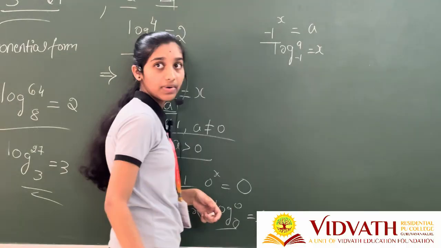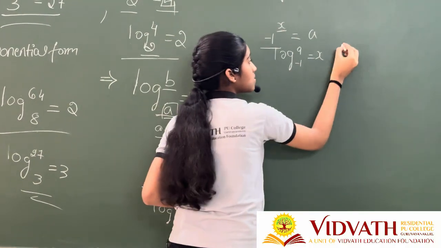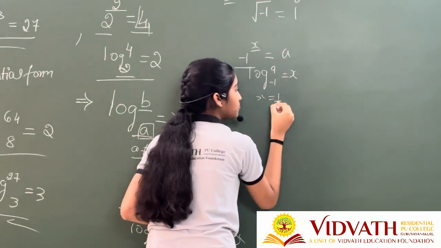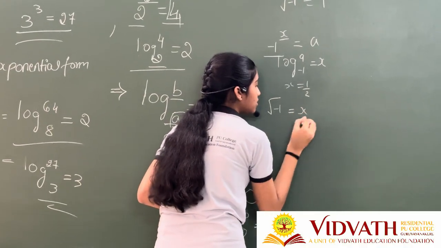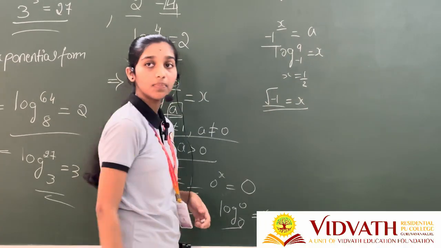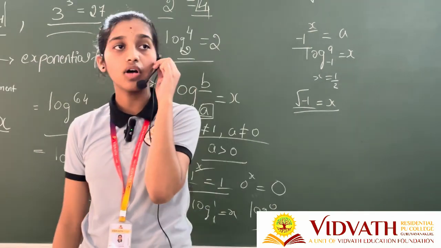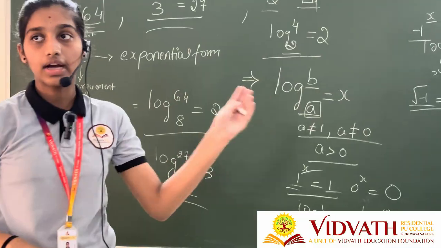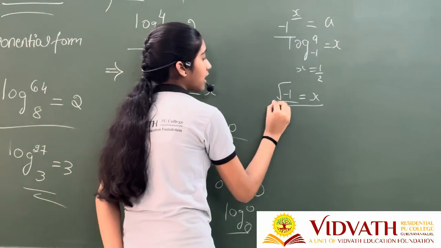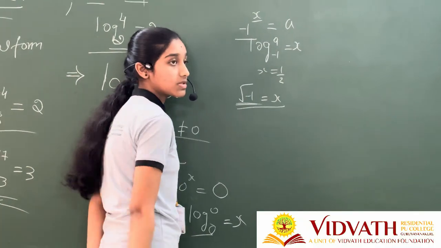It is a complex number. If we take x as 1 by 2, root of minus 1 is i. This is a complex number. Complex numbers are not defined in logarithms; they are out of the boundary of logarithms. So we should not use negative numbers in logarithms. Okay?